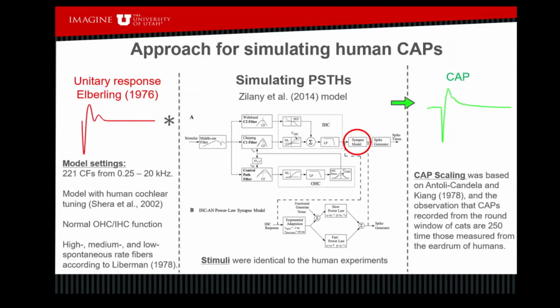Finally, to get the CAPs in units of microvolt, the peristimulus time histograms obtained from the model were scaled to approximate the potential observed at the tympanic membrane electrode according to data from Eggermont, Spoor, and Kiang in 1978. Note that the unitary response is level independent, and thus level dependent changes in the CAP morphology or nonlinear CAP amplitude growth originate from nonlinearities already accounted for in the Zilany model.